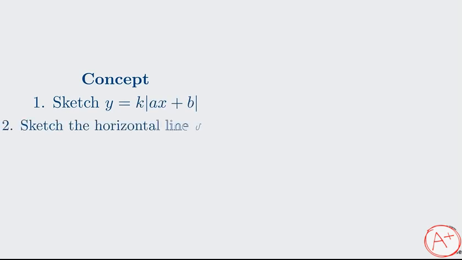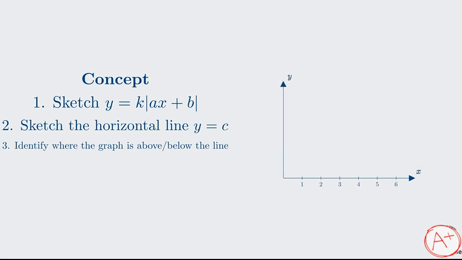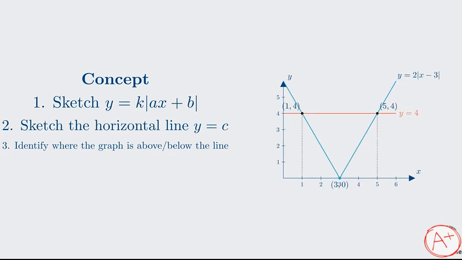Visualizing these inequalities helps verify our algebraic work. For the graphical method, we sketch both sides of the inequality as separate functions. In our previous example, the vertex of the V-shape is at 3, 0. The horizontal line y equals 4 intersects this V at x equals 1 and x equals 5. Because the inequality was less than or equal to, we look for the region where the V-shape is below the line. This confirms our solution of x being between 1 and 5.